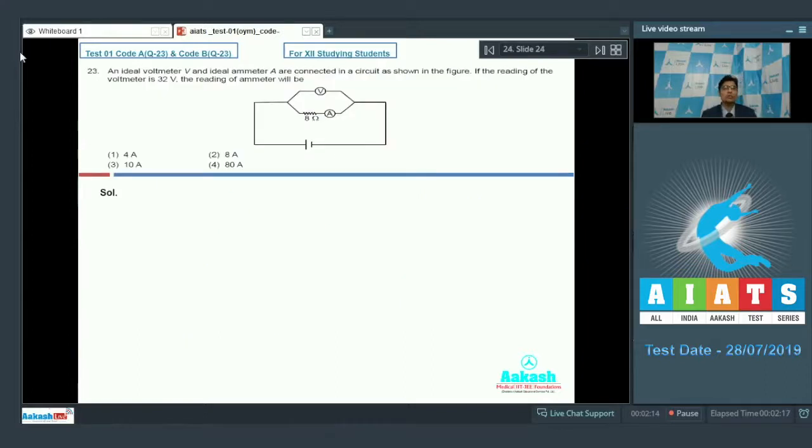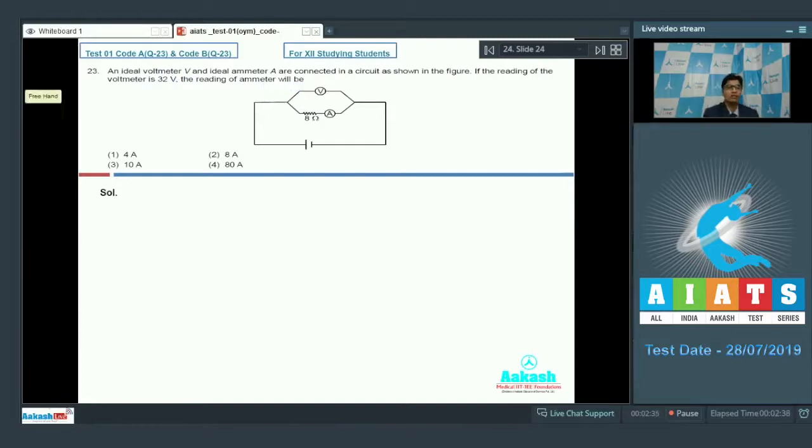The question number 23 is based on the concepts of voltmeters and ammeters. The question says that an ideal voltmeter V and an ideal ammeter A are connected in a circuit as shown in the figure. If the reading of the voltmeter is 32 volts, then the reading of the ammeter will be.